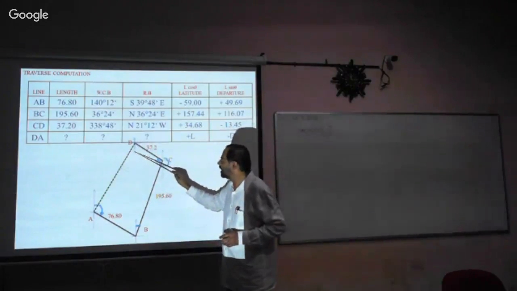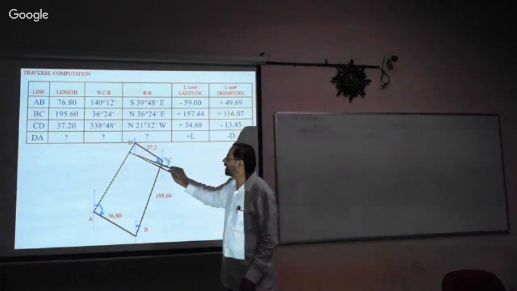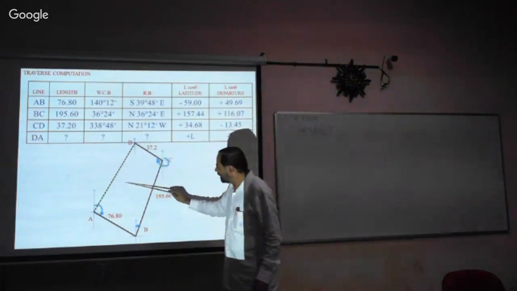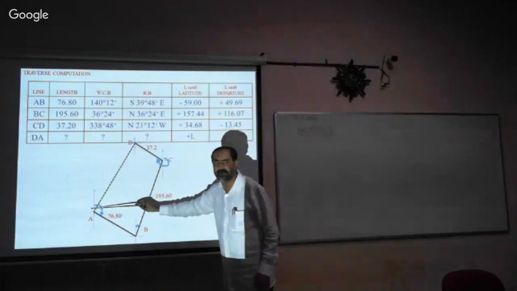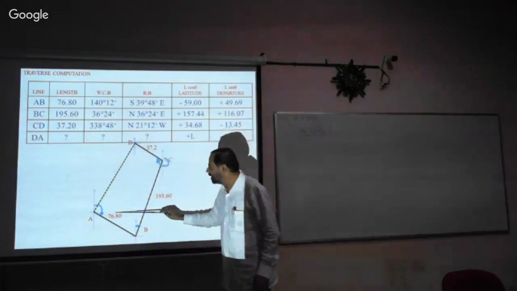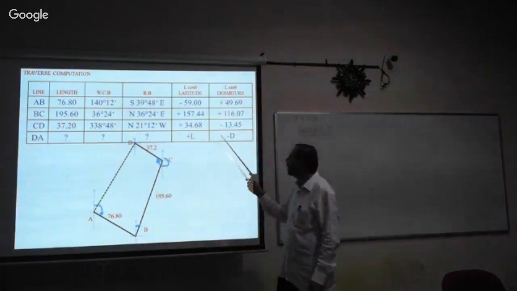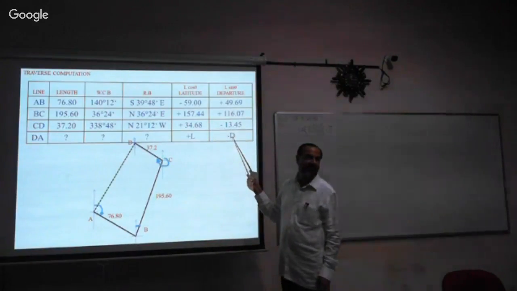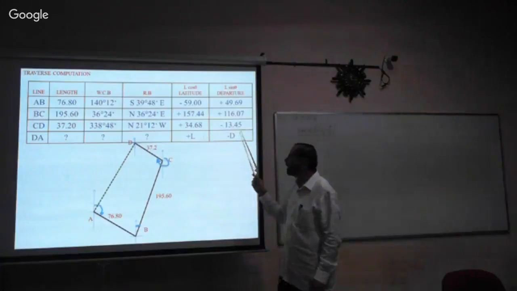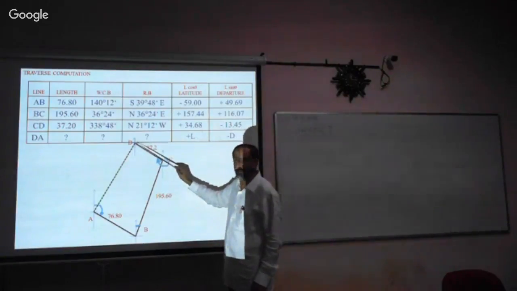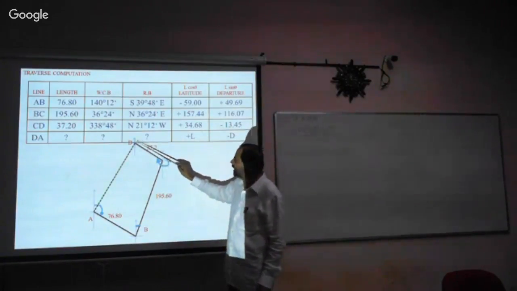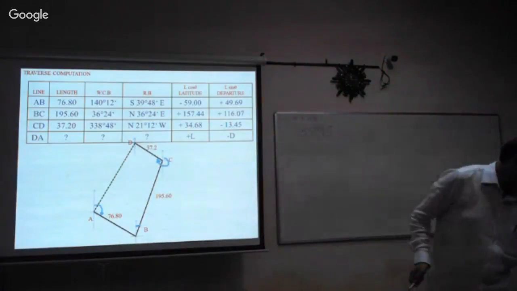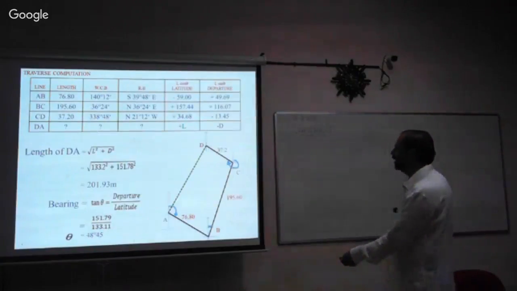See, this is the reduced bearing of DA. Now, latitude and departure, we have taken as plus L and minus D. So these are the latitude and departure of the unknown survey line DA. Then you go to the next.